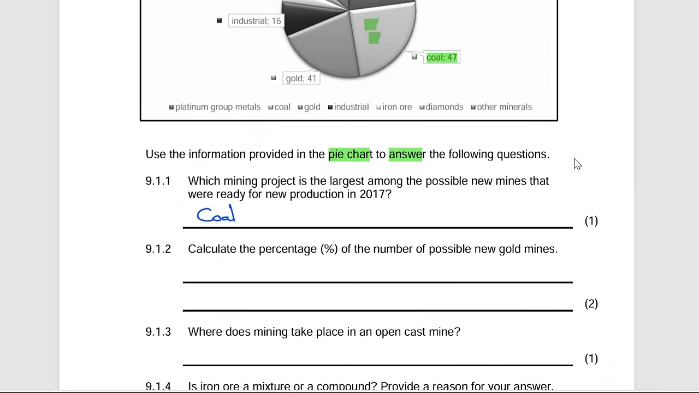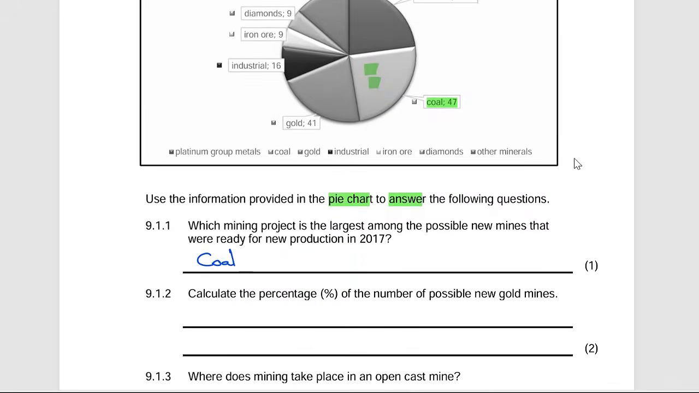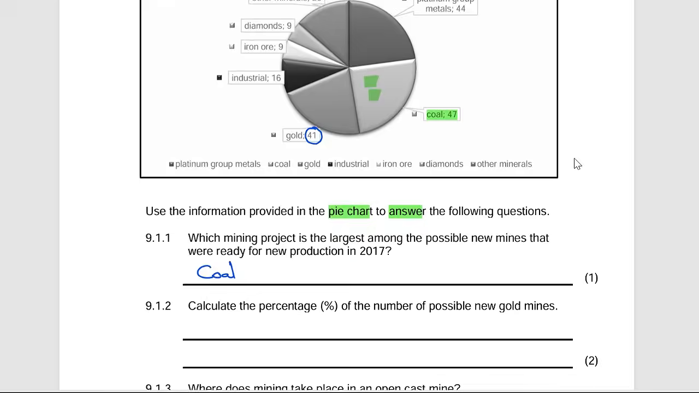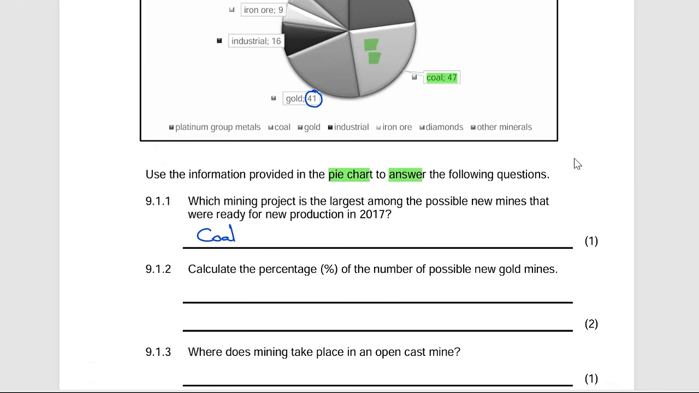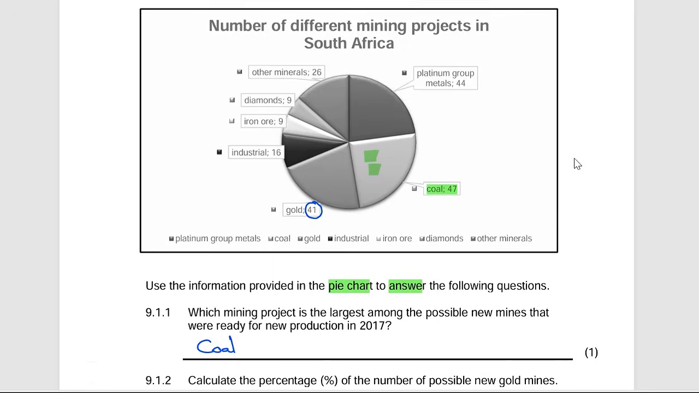It says calculate the percentage of the number of possible new gold mines. So what do we have there? How many do we have? For gold, the possibility is 41. So we're going to say 41 divided by, as a percentage, the total. If we're to add all these ones, what are we going to get? We're supposed to add 26, 9, 9, 16, 47, and 44.